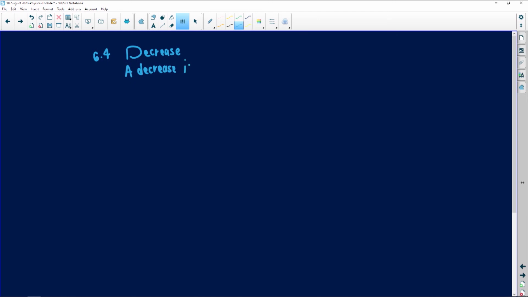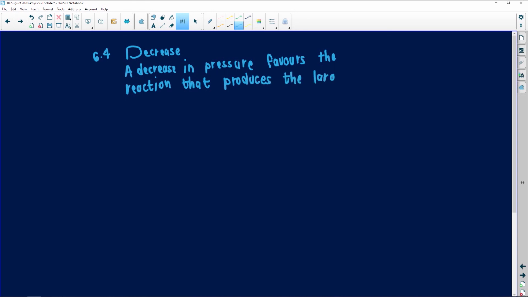When we have a decrease in pressure, it favors the reaction that produces the larger number of gas molecules, and in this case we know that is the forward reaction, which means the forward reaction is favored.